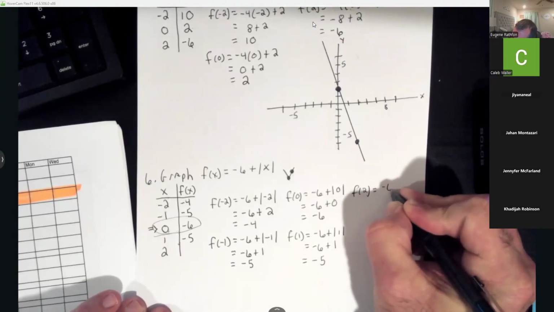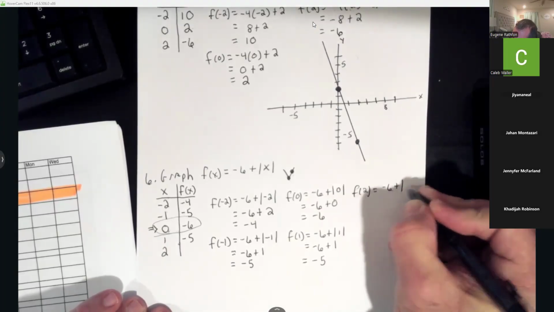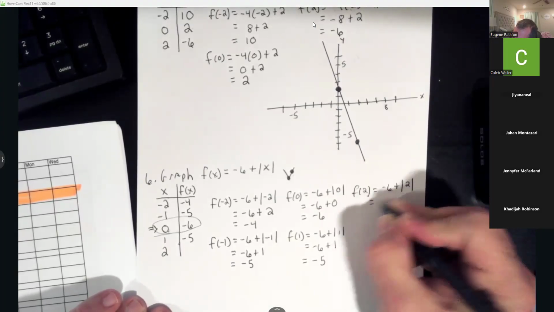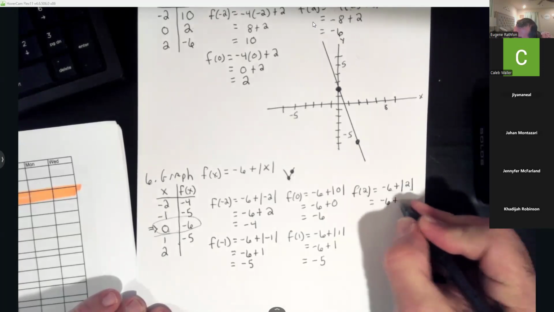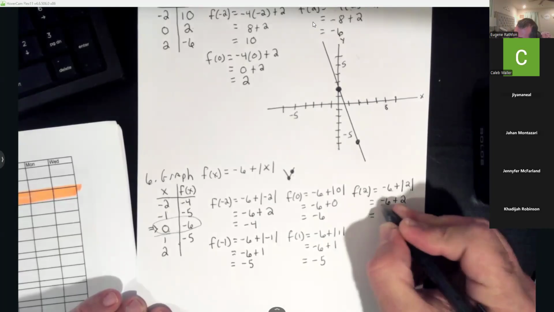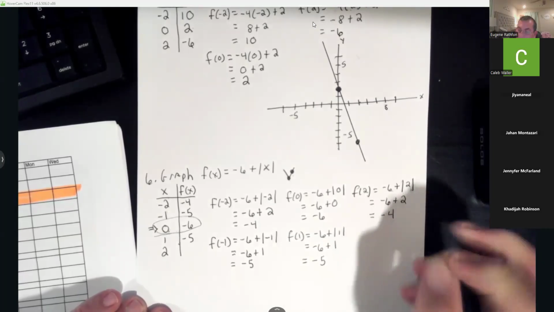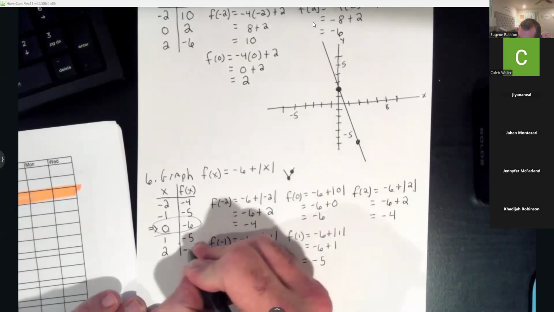That's going to equal -6 plus absolute value of 2. So bring down the -6. Absolute value of 2 is 2. And -6 and 2 give us -4.